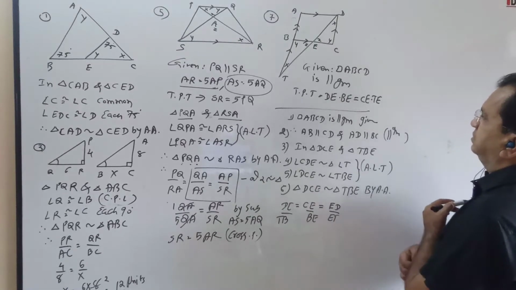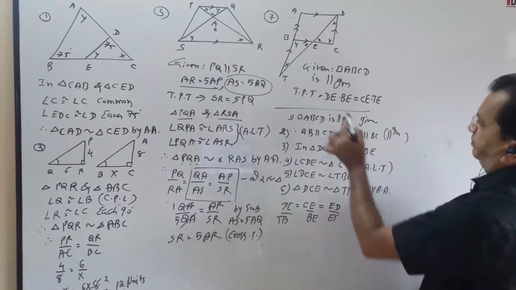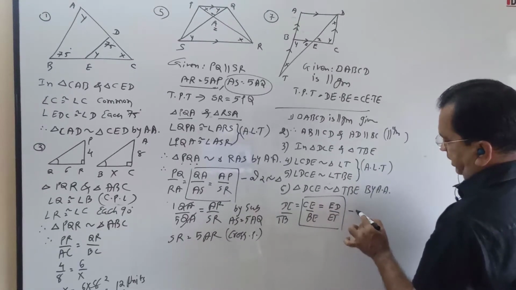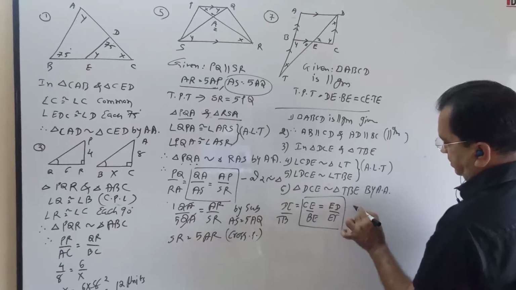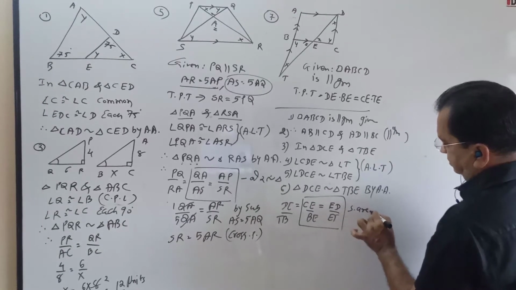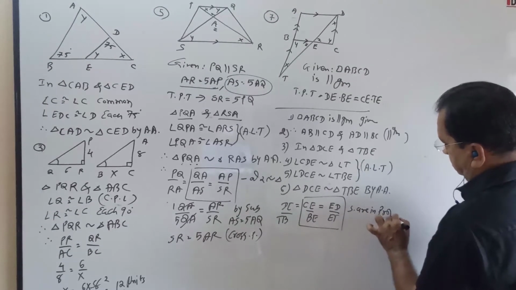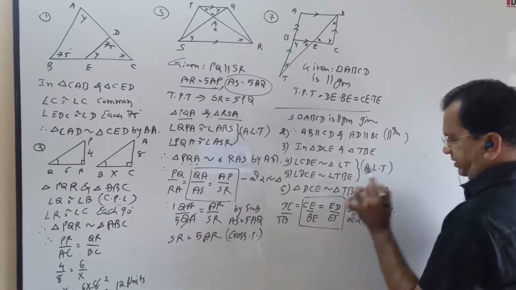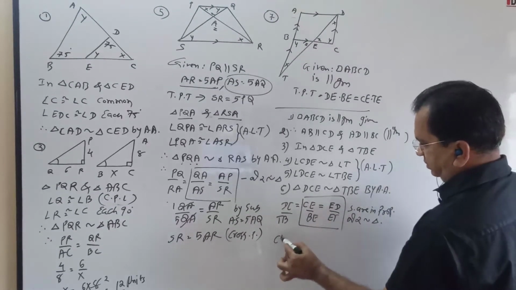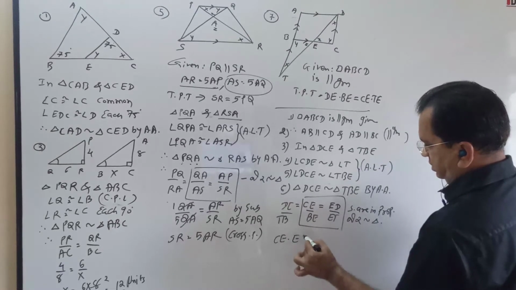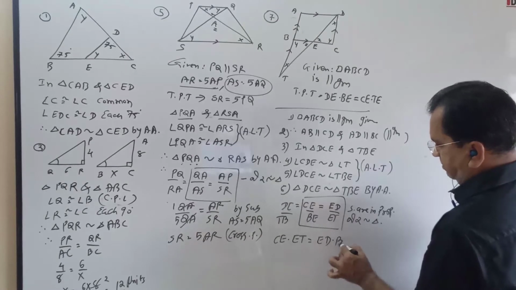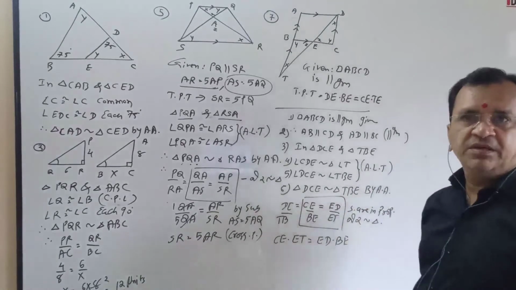Correct? Now these sides are in proportion of two similar triangles. Now cross product: CE, ET, ED, B, by cross product.